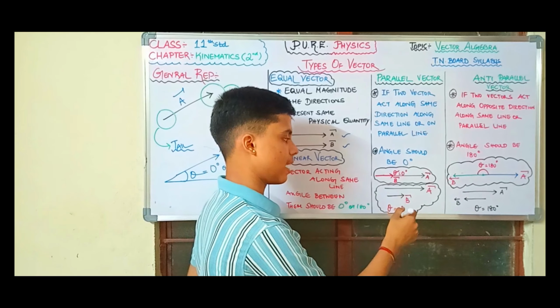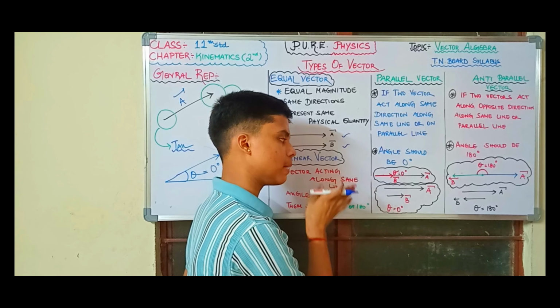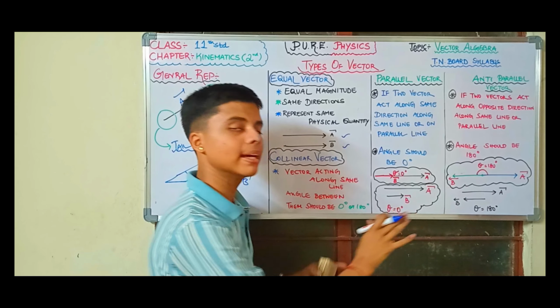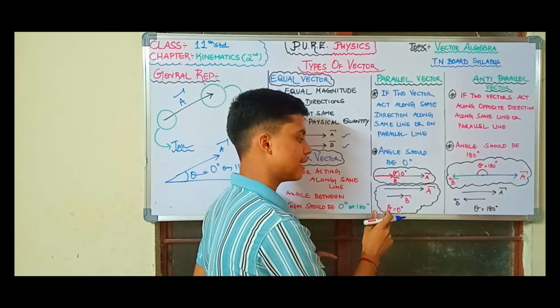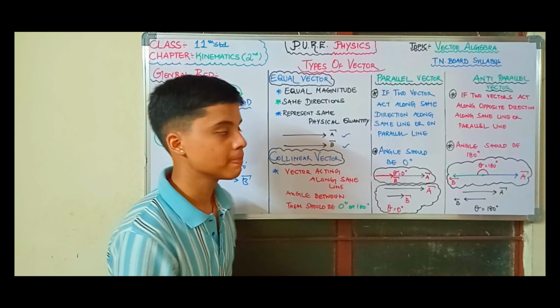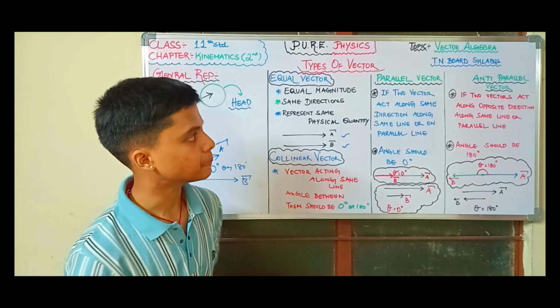On the other hand, we have two vectors, A vector and B vector. They are moving in the same direction, but they are on parallel lines. So they make an angle theta equal to 0 degrees. Therefore this case is also a parallel vector case.